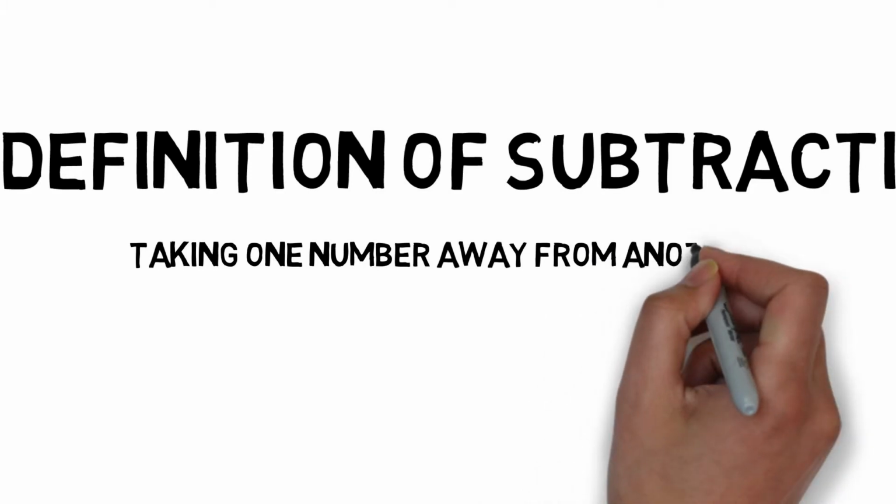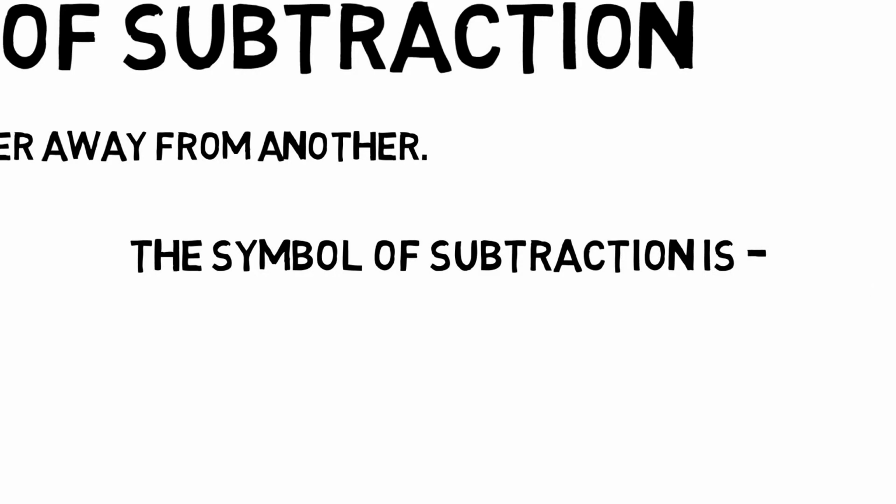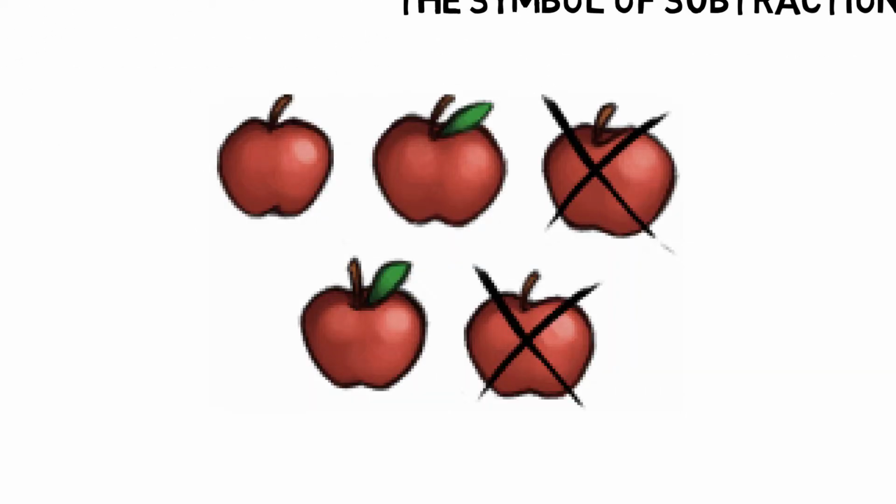Let's look at the definition of subtraction. Subtraction means taking one number away from another. The symbol for subtraction is the minus sign. If we had 5 apples and we took 2 away, we're left with 3.